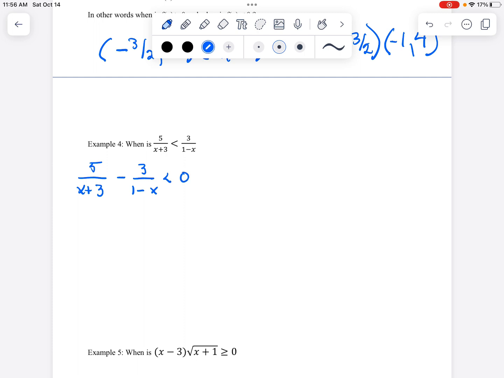Now, some of you are probably thinking, why can't I cross multiply? The problem with cross multiplying here is we don't know if x is negative or not. So we wouldn't know if we could flip the inequality or not. Then we go ahead and we find a common denominator.